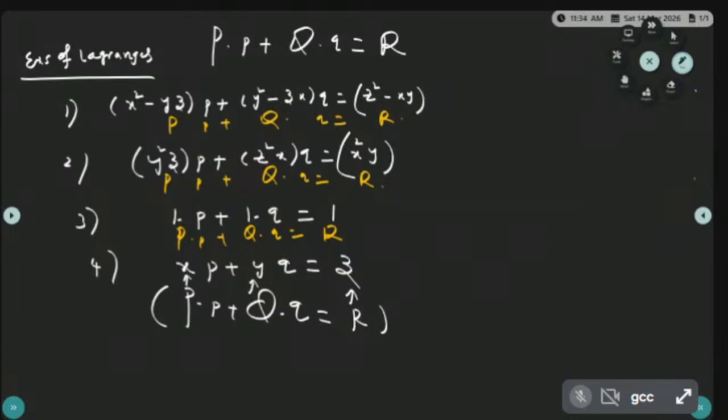Yes, all of you. To solve these equations, how many methods do we have? First method, second method. What is the first one? Take the heading, method of grouping.